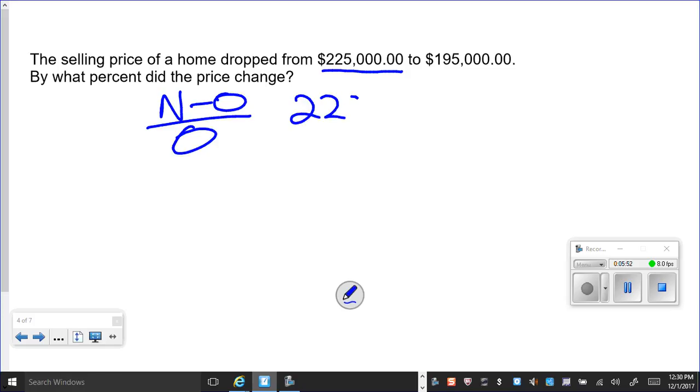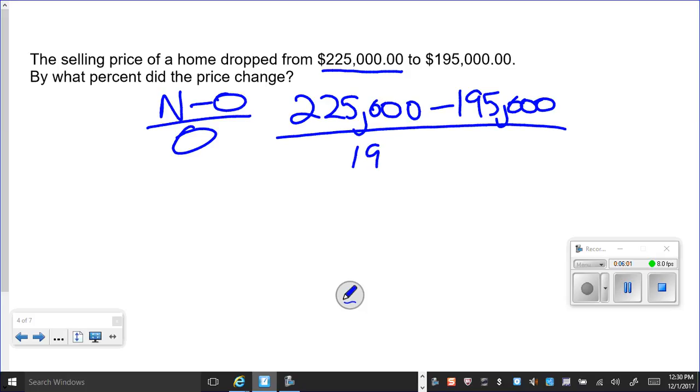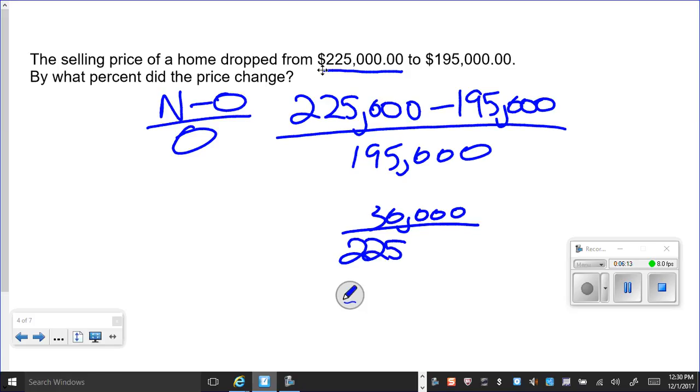So 225,000 minus 195,000 divided by 195,000. When we do our math, it's going to give us 30,000 divided by 225,000. I set that up wrong. We should be dividing by 225,000. See, Mr. McGee makes mistakes all the time, right? In math, we just have to make sure we check our work, all right? And if we switch these numbers around, it's going to give us a negative 30,000.